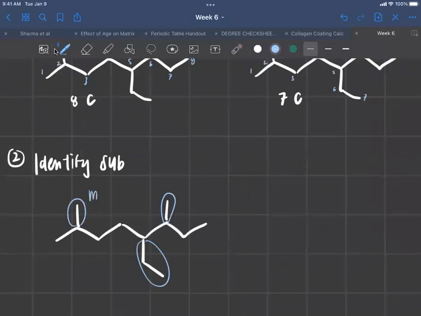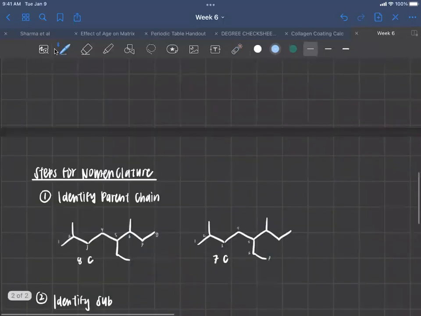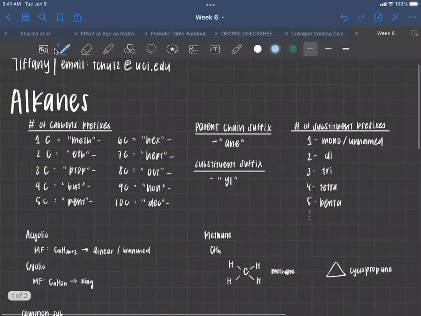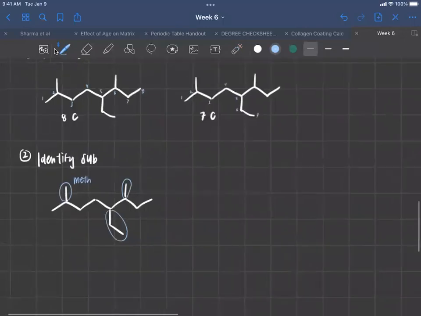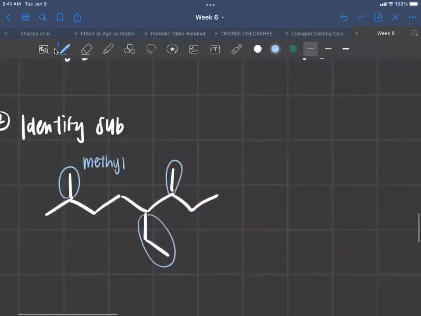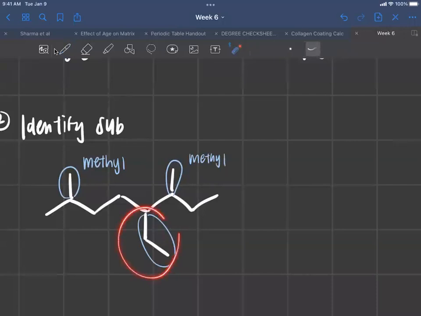So we have METH, and because we are dealing with a substituent and not the alkane chain or the main parent chain, we use the suffix of YL. And of course, the branch sticking up on the right will also be a methyl group because there's only 1 carbon. Now, what about the one pointing downwards?